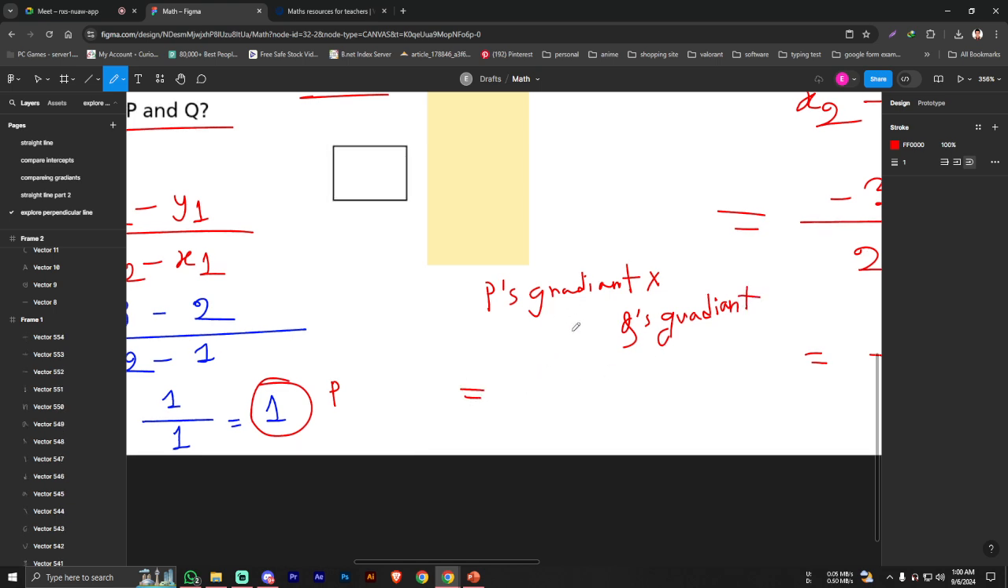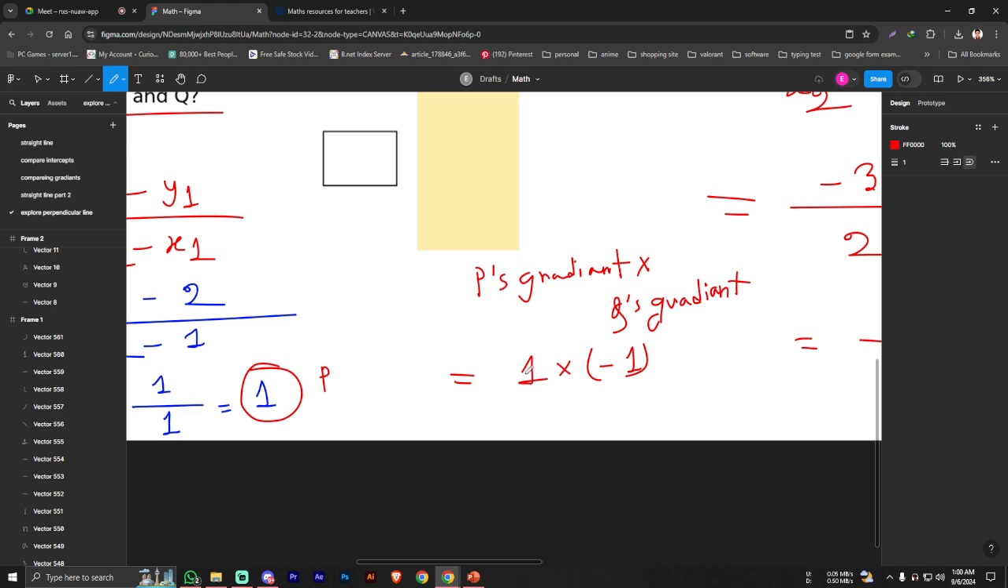P's gradient is 1 and Q's gradient, do we have to add them? Just put the values of P's gradient and Q's gradient. It's 1 and minus 1, right? So what is the answer if we multiply them? It's minus 1, right?